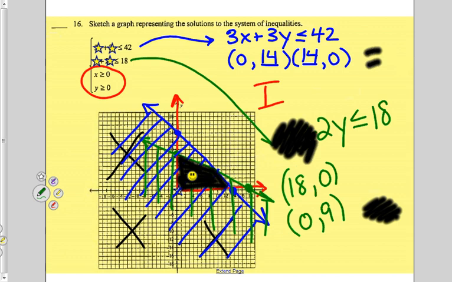Is y bigger than 0? Is 4 greater than 0? Yes. Is 4 greater than 0, my x? Is 3 times 4 plus 3 times 4 smaller than 42? 12 plus 12, smaller than 42? Yes. Is 4 plus 2 times 4, 8? Is 4 plus 8 smaller than 18? Yes, because it's in the solution region. Anything in there will make all four true.